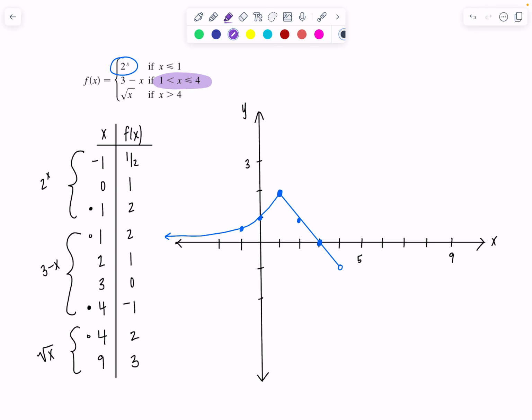And then x greater than 4, so open circle here at 4, 2. Then 9, 3, and then I know what rad x is: the upper half of a sideways parabola like this. You know, zoom out, it looks more like that. But we just have a little sliver of it here, okay? How was that? Fabulous? So-so? Just keep practicing, okay?